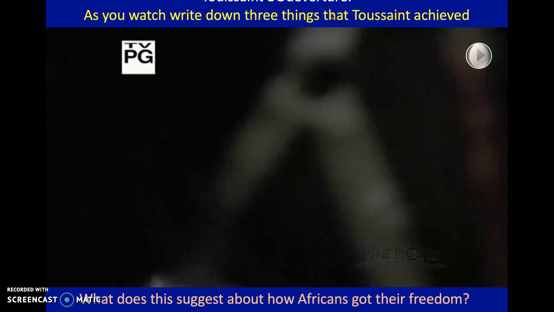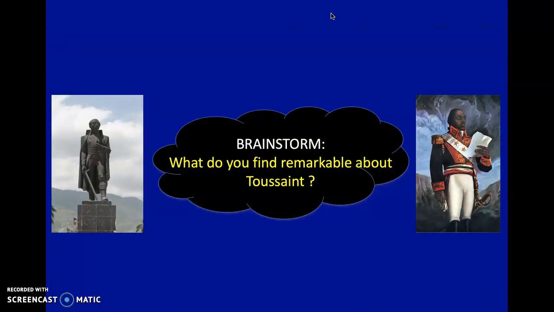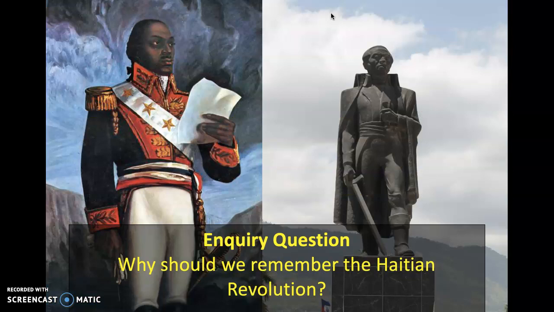Okay. Now, you would have come across some of his achievements and why he is regarded by some people to be a remarkable individual, a significant figure in history. What I want you to do is read a bit about Toussaint. So go to his Wikipedia page, and I want you to write down a brief answer of about 2 paragraphs to the question: what does this suggest about how Africans got their freedom? So that's the 4th time you're doing that this time. And then once you've done that, take a couple of notes on what you found remarkable about him.